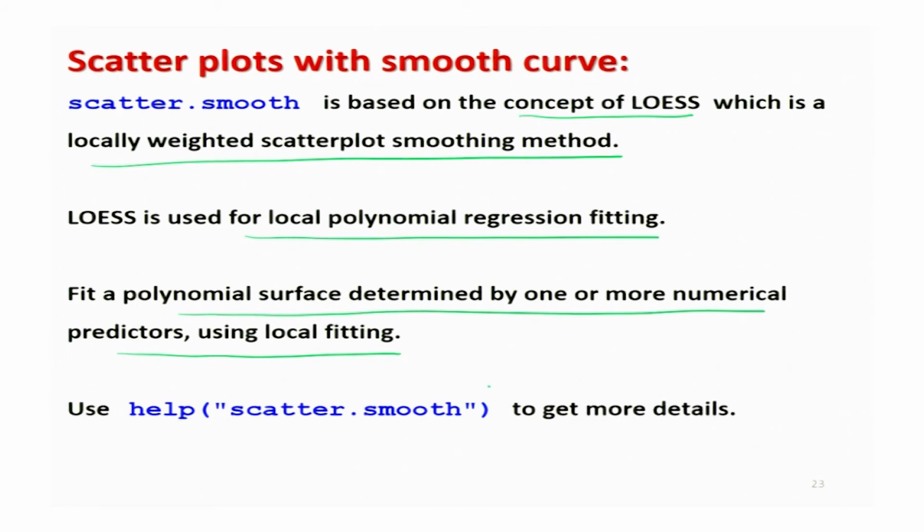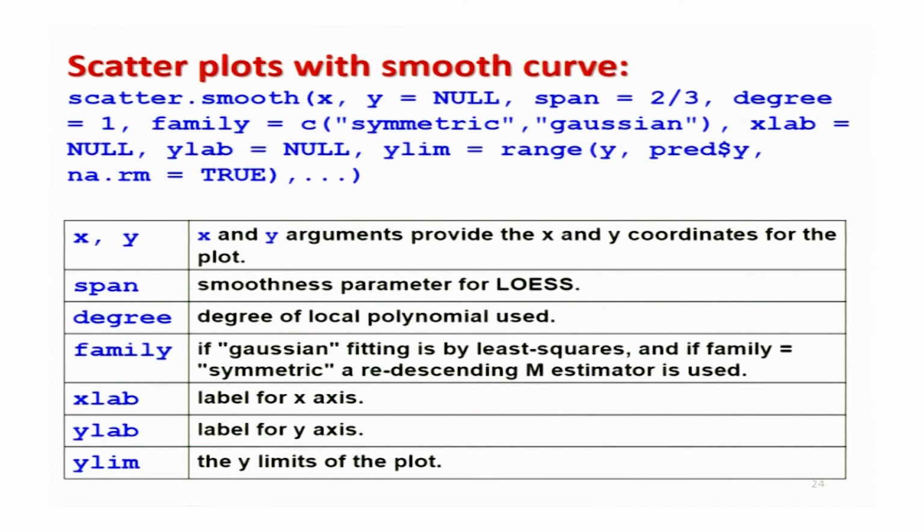If you want to have more information about scatter.smooth, you can just look into the help, right, and try to see. And then you will see there are many options. The simplest option is that you write scatter.smooth and then give the data on say x and y, and then you can control the span, the family by which it is going to be estimated, right? Degree, xlab, ylab, ylim, and there are many commands which you are going to use.